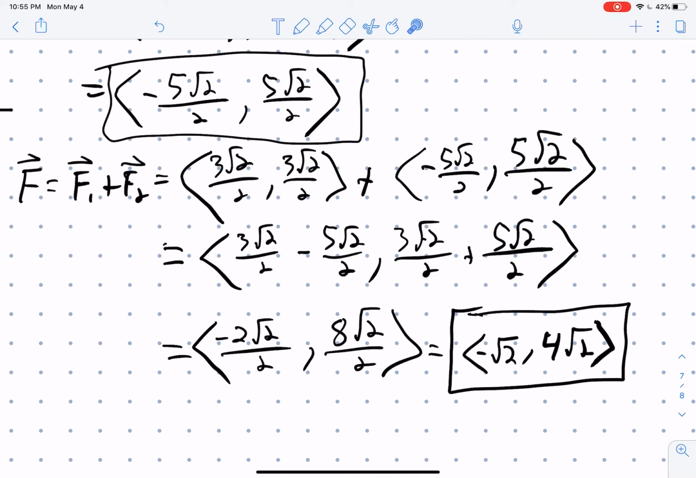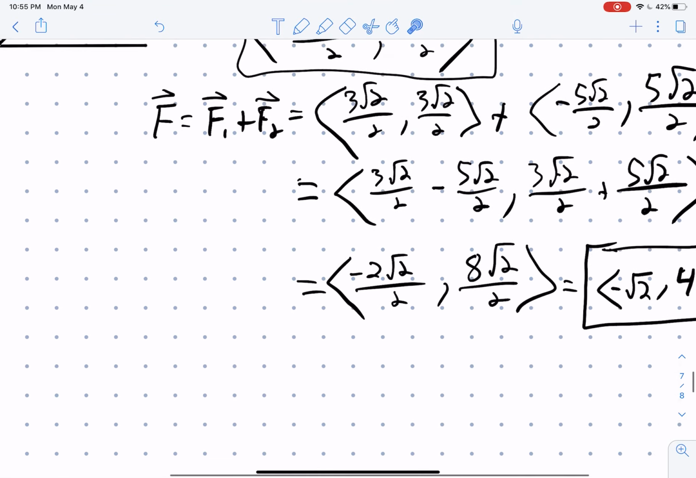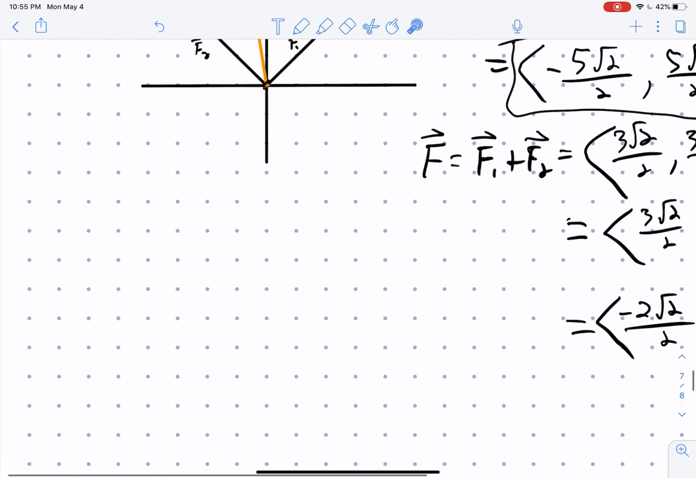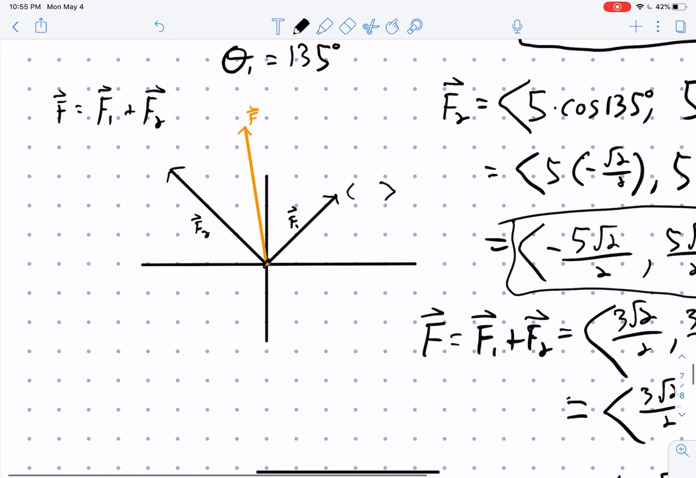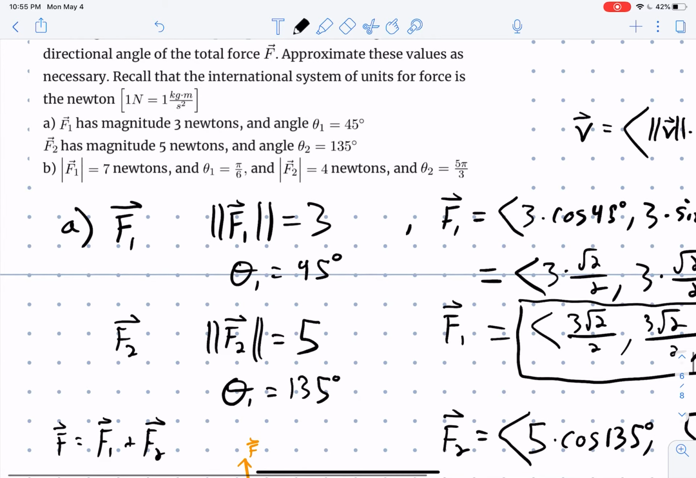Let's go ahead and talk about part B. In part B, let's go ahead and grab a copy of it. Here we go.